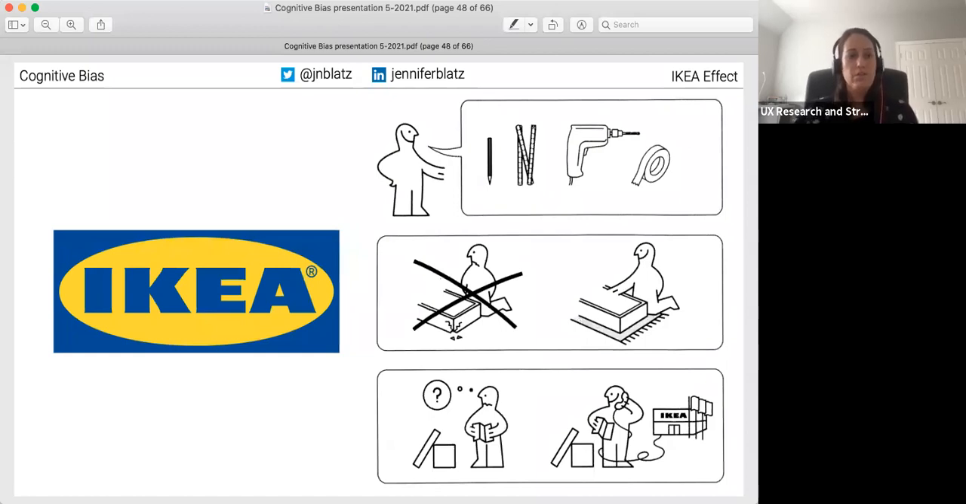So I want you to think for a minute, has anyone here ever assembled a piece of furniture you bought from IKEA? Think about how that made you feel to do that. Were you frustrated? Did you feel accomplished, satisfied when you got it done? I know I feel like a champion when I put something together from IKEA.